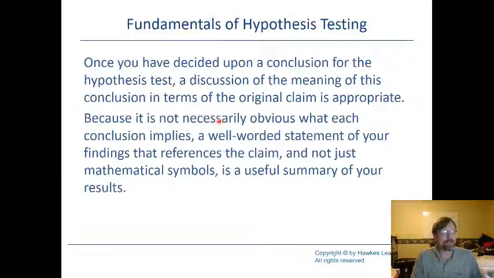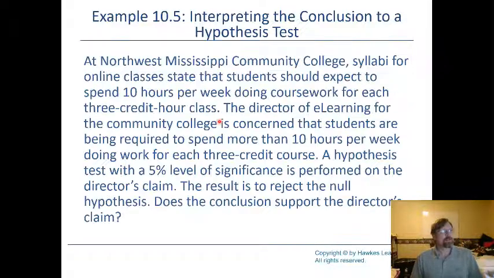It's useful and actually fairly important to provide a well-written claim of what your statistics mean. So in our community college example, the instructor was concerned that students spent more than 10 hours per week doing work for the 3-credit course. He did a hypothesis test with a 5% significance level, and he rejected the null hypothesis. Does the conclusion support his claim?